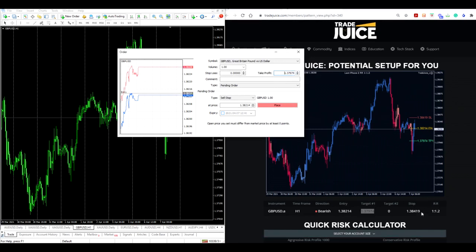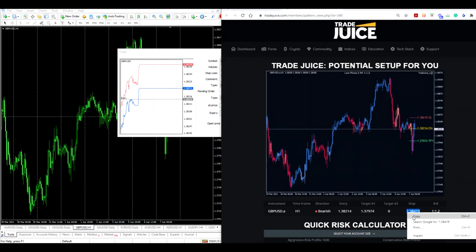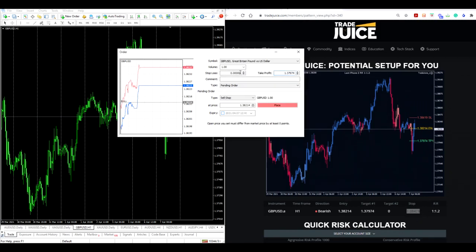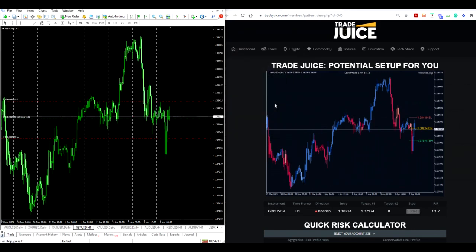Next, I want to just copy over the stop. All I do is copy paste, and there we go. Paste the trade, and we should be in the trade straight away once it hits that area there for the sell stop.